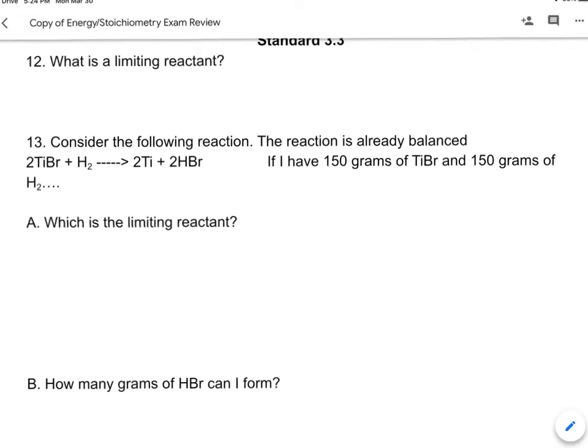This is a review for standard 3.3 of stoichiometry. We're going to be reviewing limiting reactant and also percent yield. So the first question is, what is a limiting reactant? Limiting reactant just means it's the reactant that is going to run out first during the chemical reaction. So it's going to determine how much product you can make.